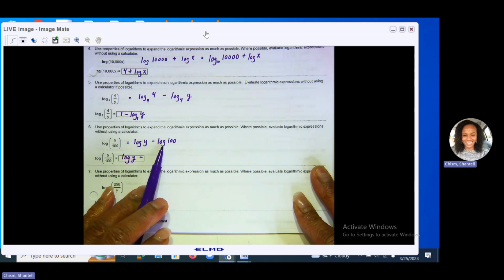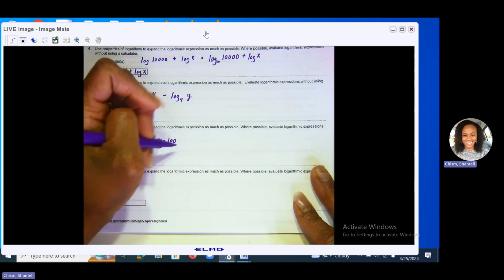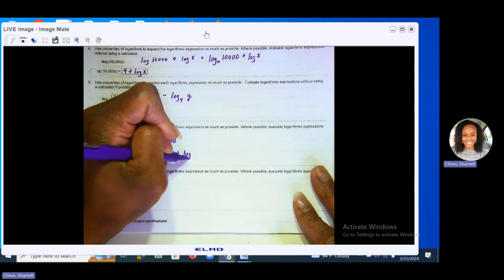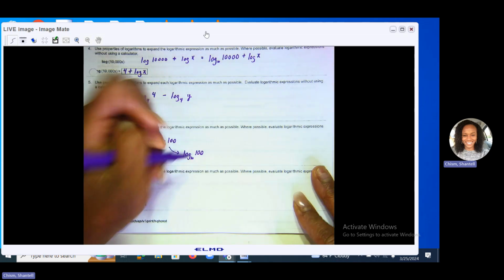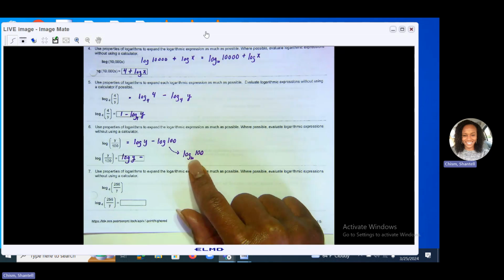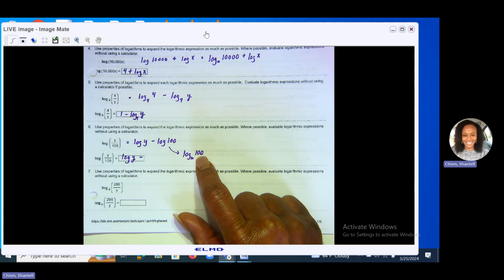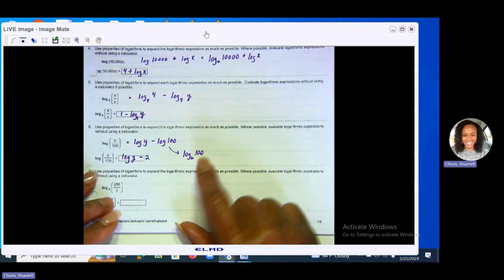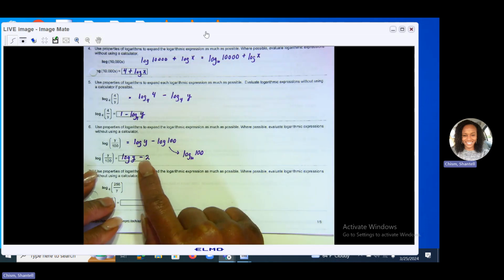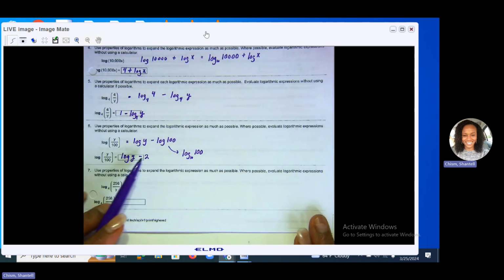Now, right here, log of 100, this is log base 10 of 100. Okay, so I'm going to put a little arrow here. Log base 10 of 100. So you ask yourself, or you put it in the calculator, 10 raised to what power would give you 100? That would be 10 to the second. So this becomes 2. Log base 10 of 100 is just 2. So our answer would be log of y minus 2. And there's nothing else you can do here because you cannot simplify this any further. You cannot combine that. Nothing else we can do.